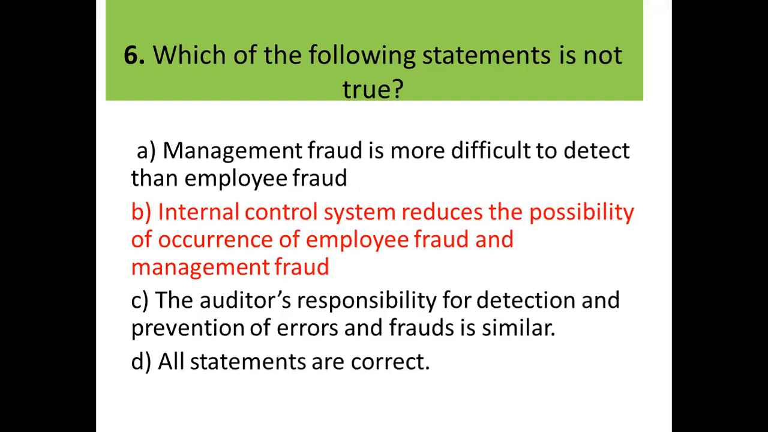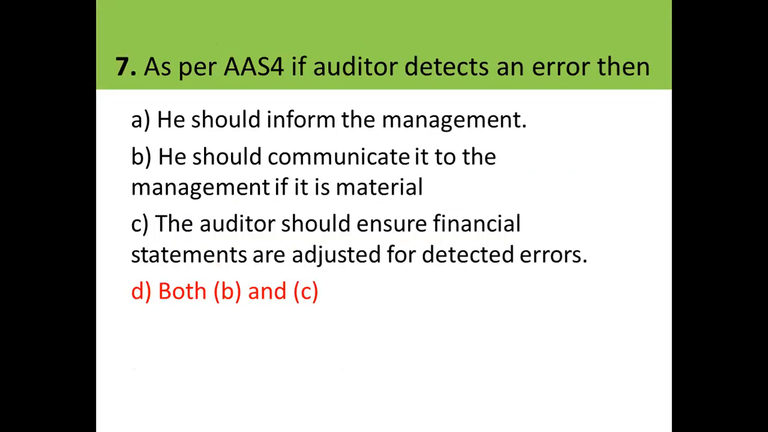Which of the following statements is not true? Management fraud is more difficult to detect than employee fraud. This is true. Internal control systems reduce the possibility of occurrence of employee frauds and management frauds. This is not true. This is the right answer for this question, because internal control systems cannot reduce the occurrence of employee frauds and management frauds. The auditor's responsibility for detection and prevention of error and fraud is similar. Yes, this is true.